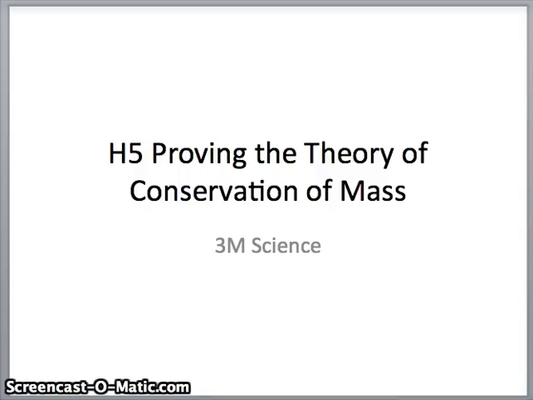So, in our last lesson we talked about the theory of the conservation of mass, and let's just state it once again for everyone so we can all remember. The theory of the conservation of mass states that mass is never created or destroyed. And specifically we talked about how mass is never created or destroyed in a chemical reaction.